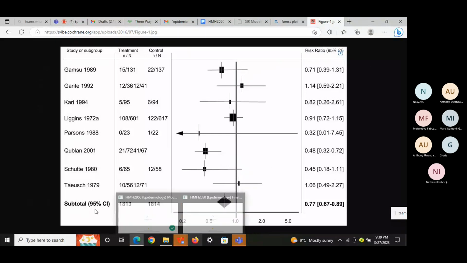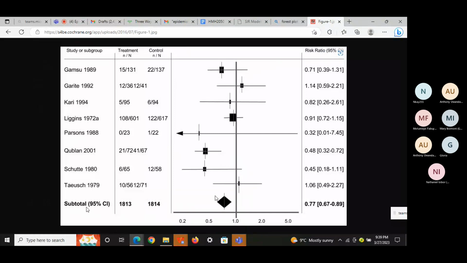Now if they ask you to interpret this, you look at the summary. This one here is the subtotal, a summary of everything you have seen above. This diamond shape, the confidence interval, didn't touch 1. So that means this is significant. Overall, the meta-analysis yielded a significant result.